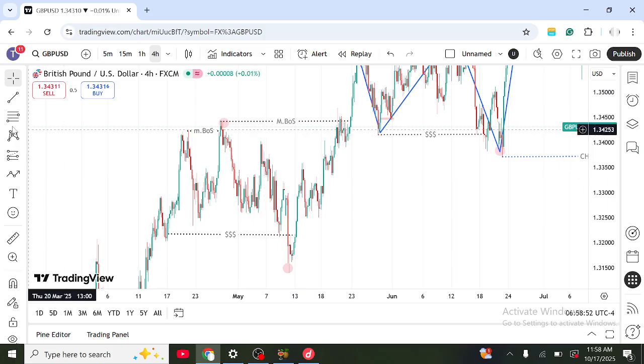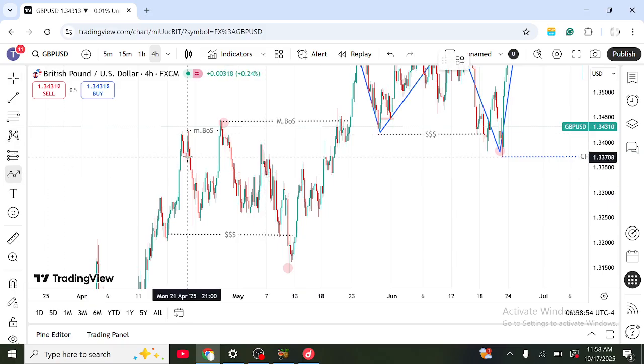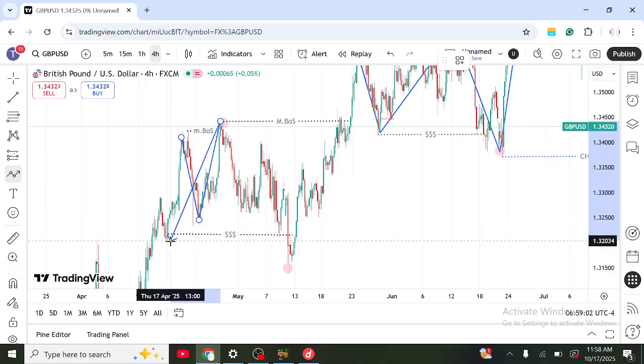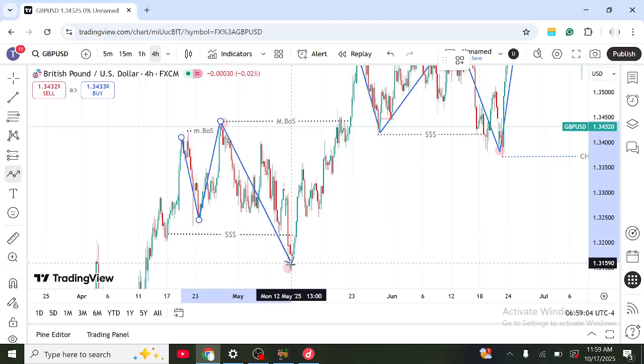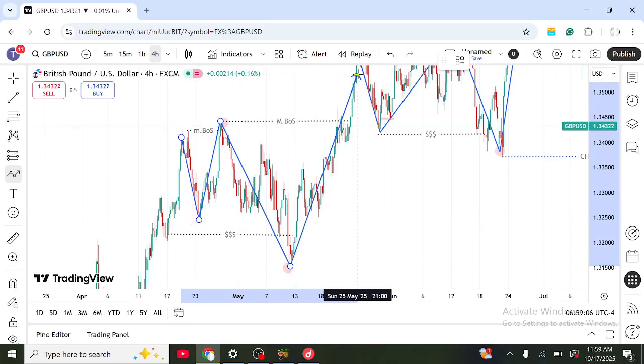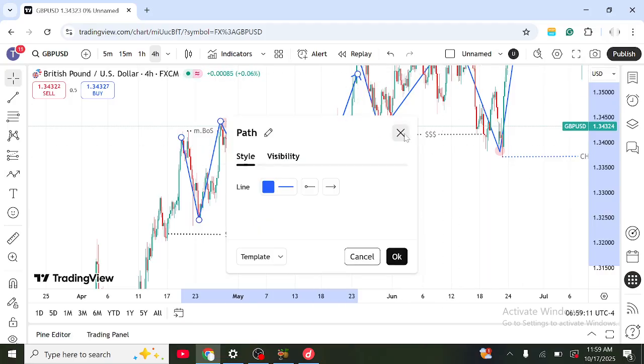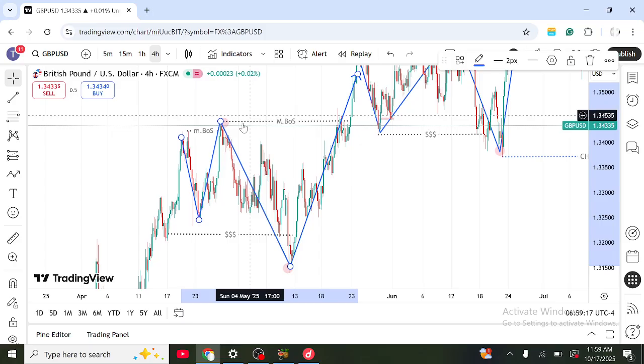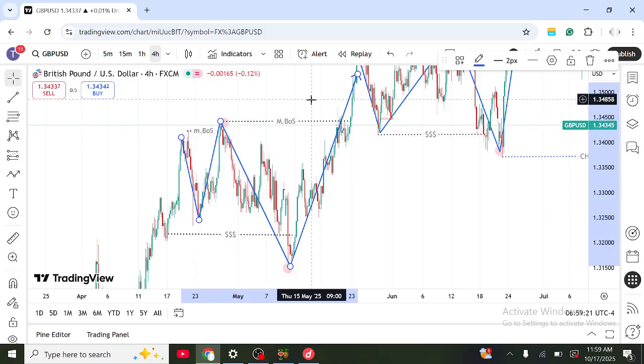All right, now let's check the last example. Let's see this. We have this. Okay, this break of structure swept all the liquidities that we have here, both this one and this one, swept everything and pushed to the upside. All right, there's no need to go and check the types that we have. This is already type A liquidity concept.